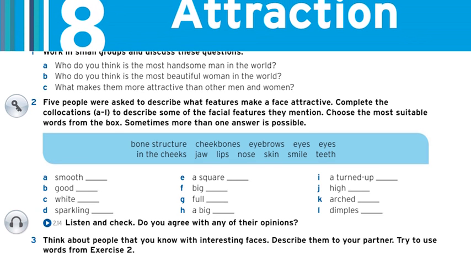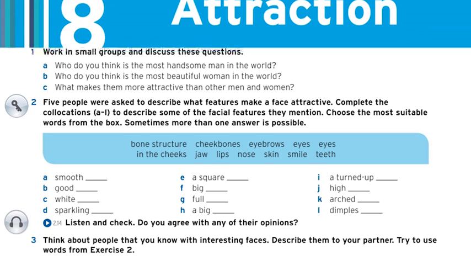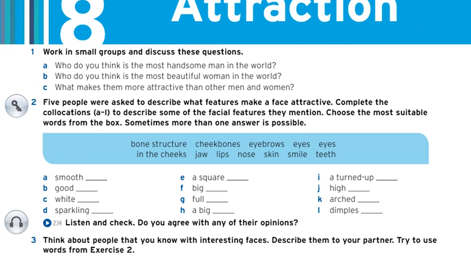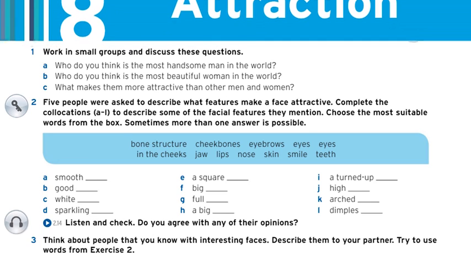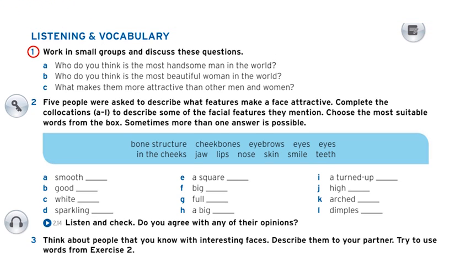Okay, with that said, let's start with today's class. This class we're gonna start unit number 8. Okay, the unit number 8 is called attraction. So let's get started. The first part of this unit is a listening and vocabulary. Okay, so at the beginning we have work in small groups and discuss these questions.